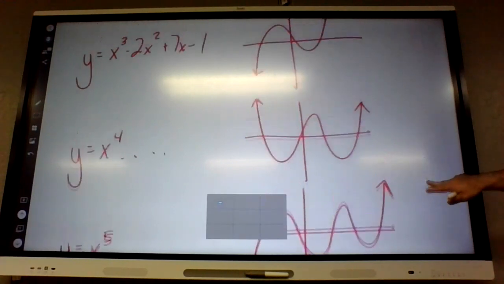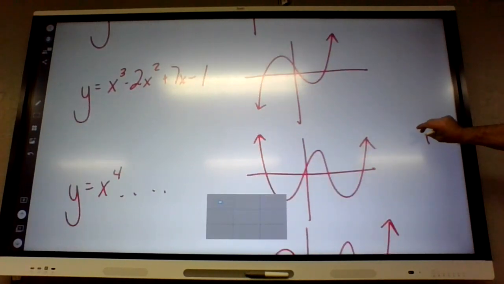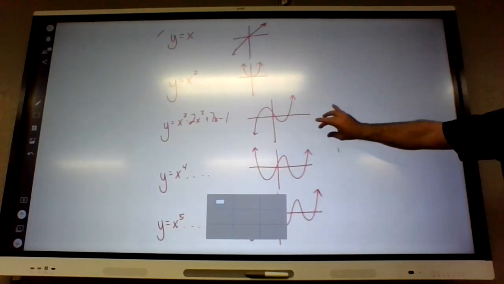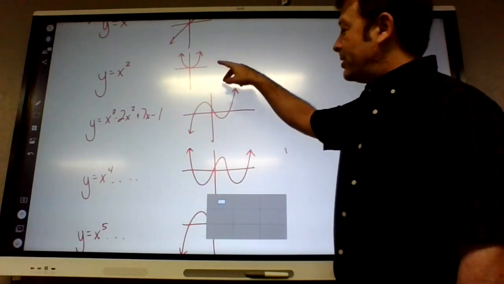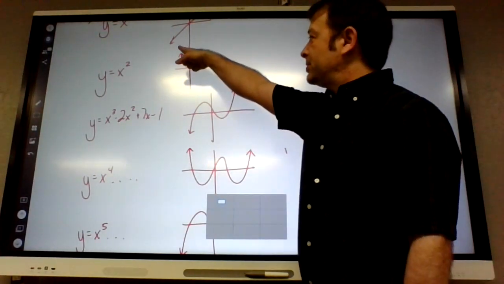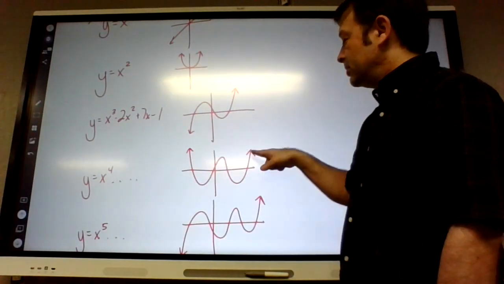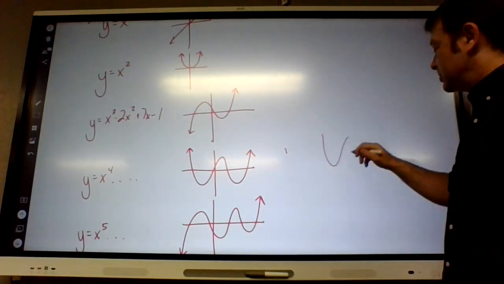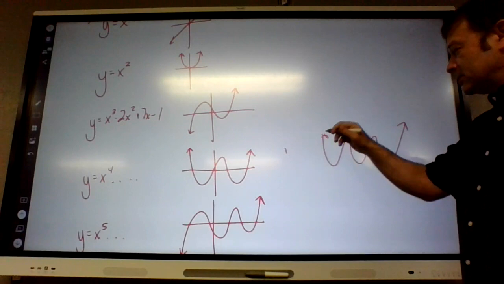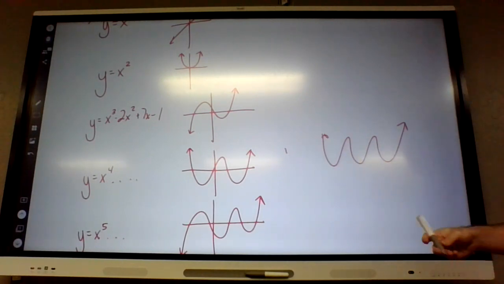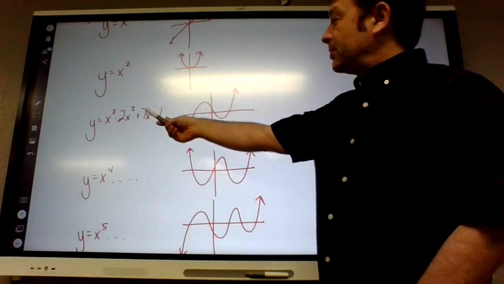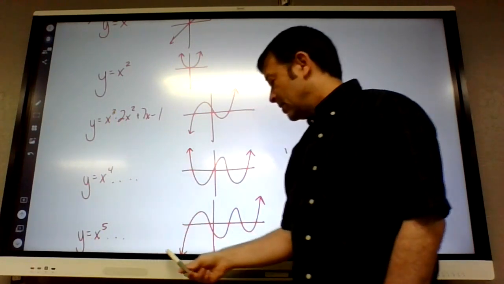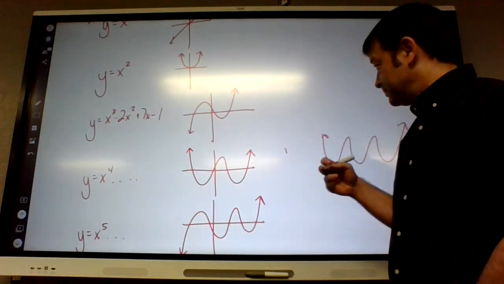That's the pattern. So let's zoom out here. I don't know if this will show up on video. So the even powers like 2 and 4 start up and end up. Or 6 would start up and end up. And the odd powers, like x to the third, the odd degrees start down and end up.